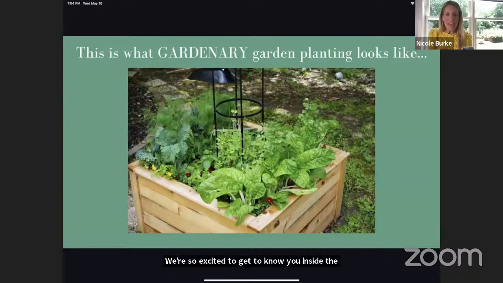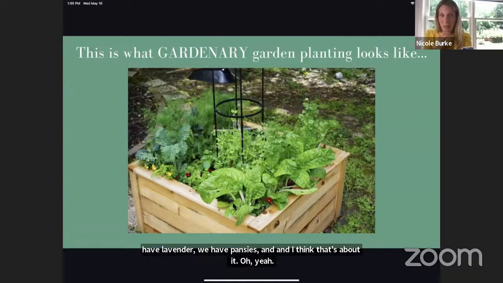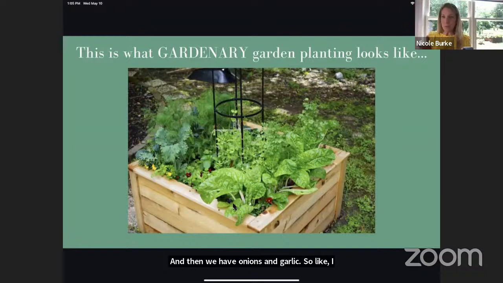On the back, we've got dill, we've got kale, we've got more strawberries. In the back, we have lavender, we have pansies, and I think that's about it. Oh yeah, and then we have onions and garlic. So like I said, over 200 plants.